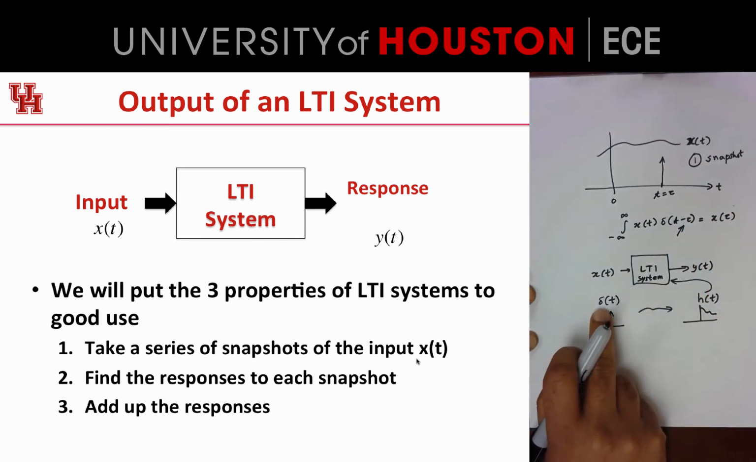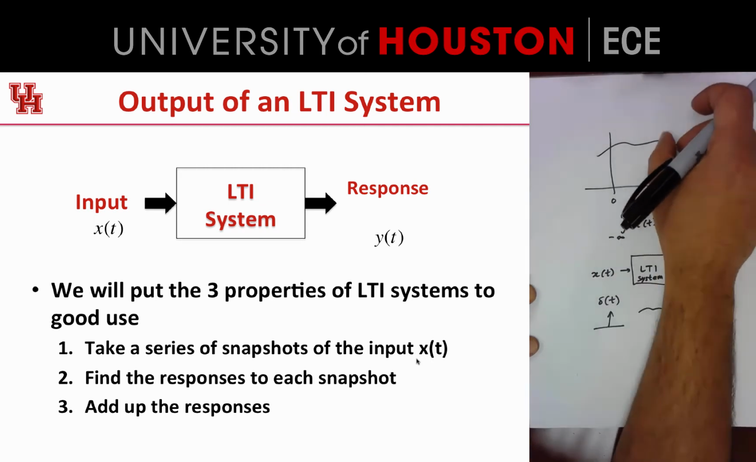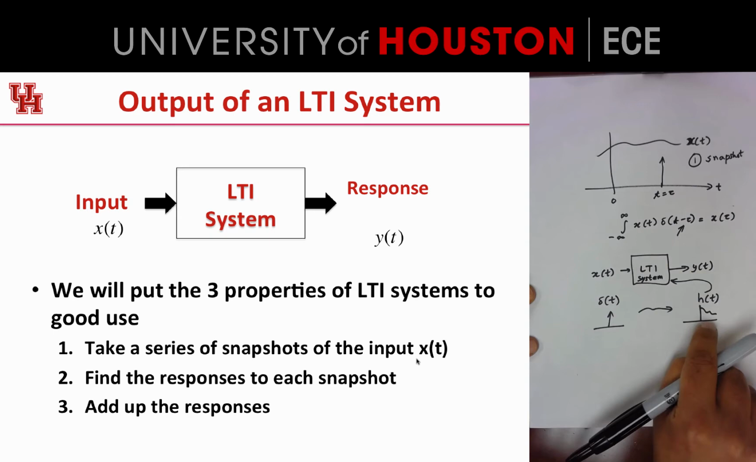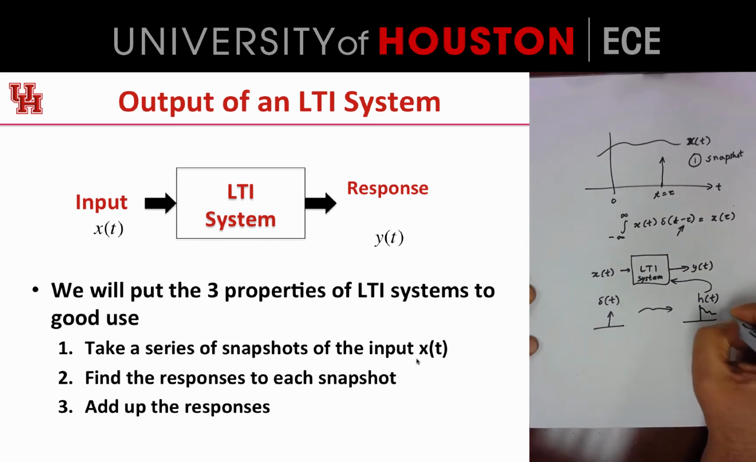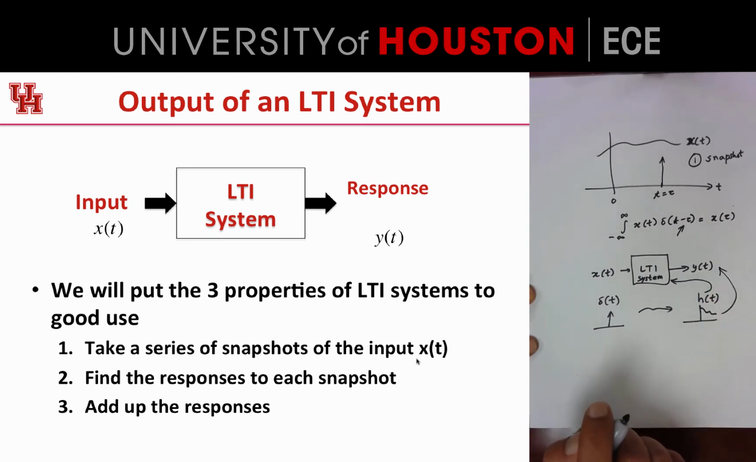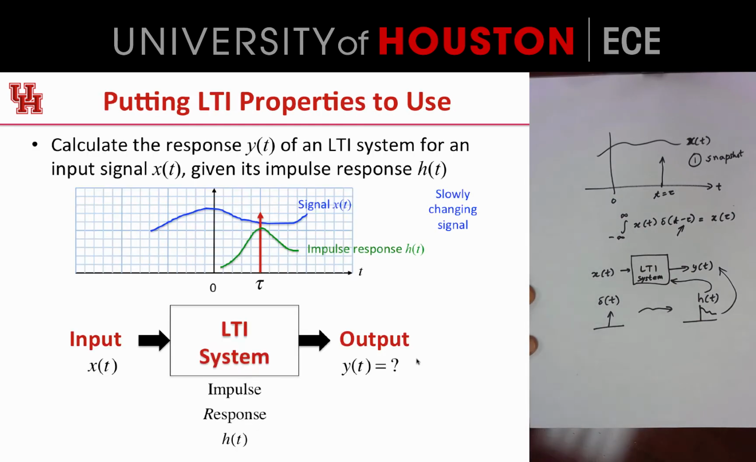We're going to find out what the response is for an impulse that's weighted by that snapshot, and then we're going to add them all up to compute the total response y of t. Very intuitive. So we're using all three of the properties for a linear time invariant system in order to do this.